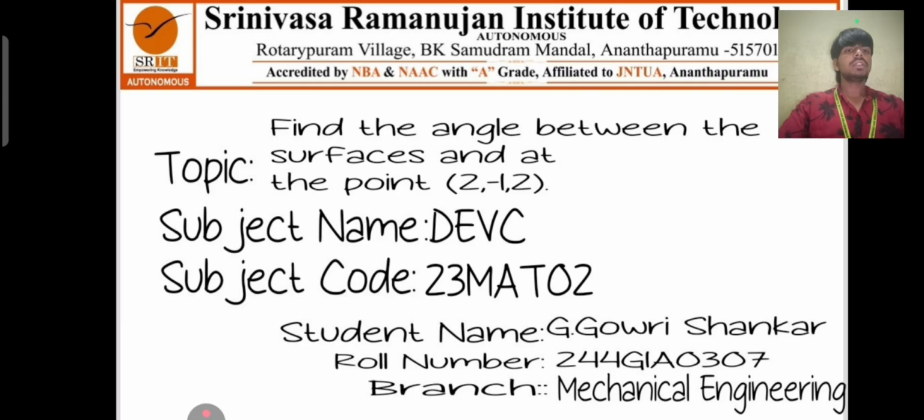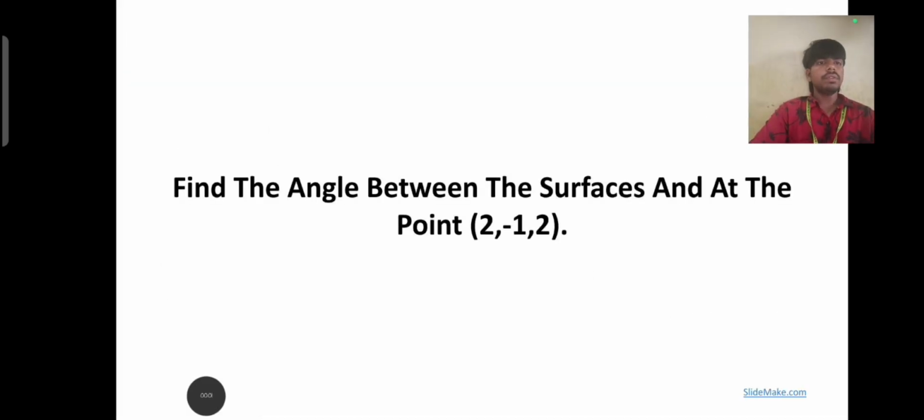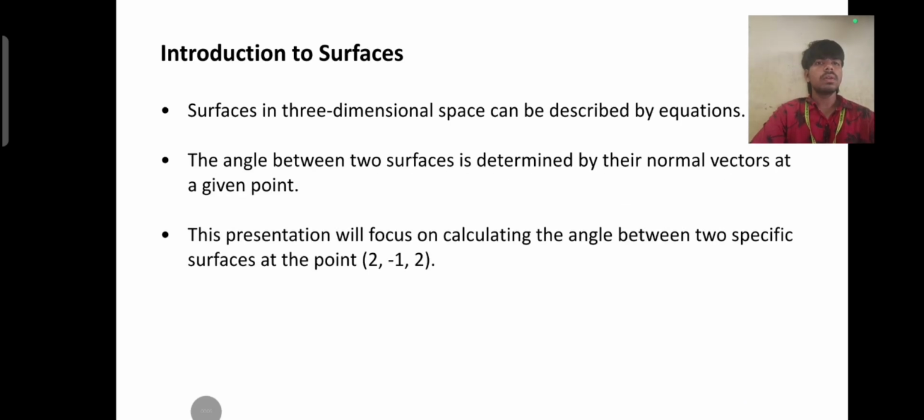Today's topic is: find the angle between the surfaces at the point (2, -1, 2). Find the angle between the surfaces at the point (2, -1, 2).